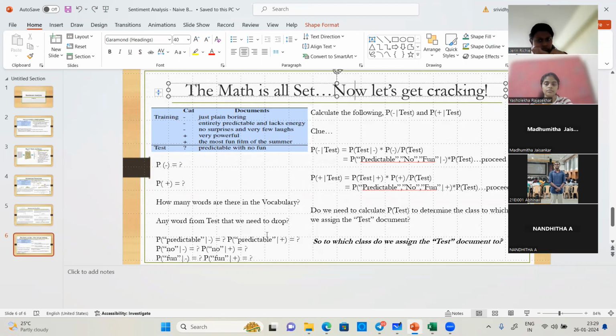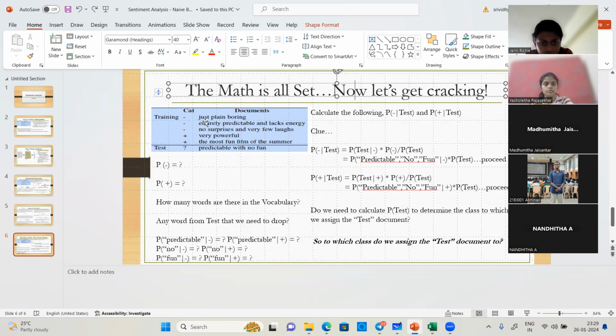Probability 1 by 14. That's right. Why? Because there are 14 words in the negative class. When I say 14 words, I'm including the same occurrence of words, I'm counting them, not counting them as 1.